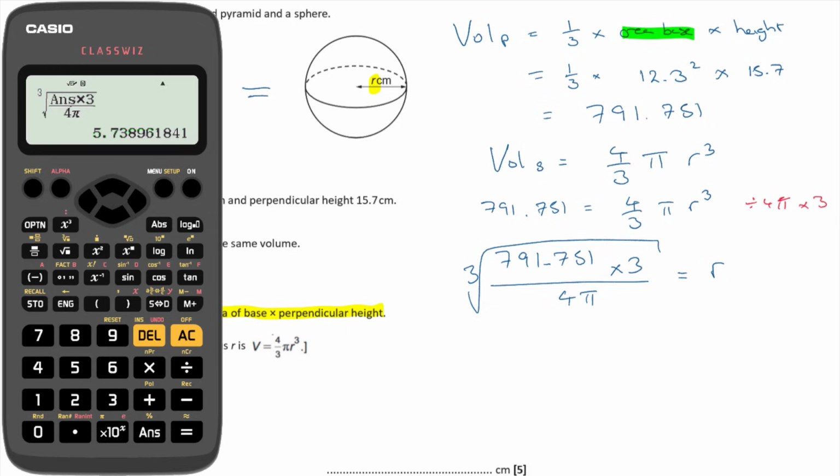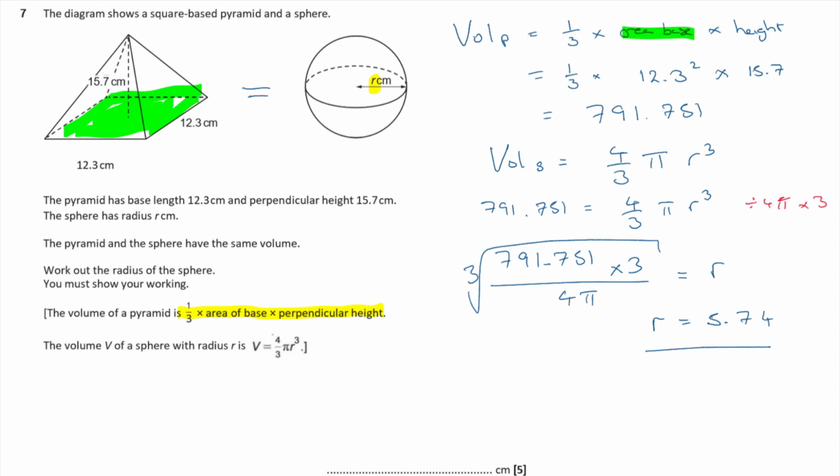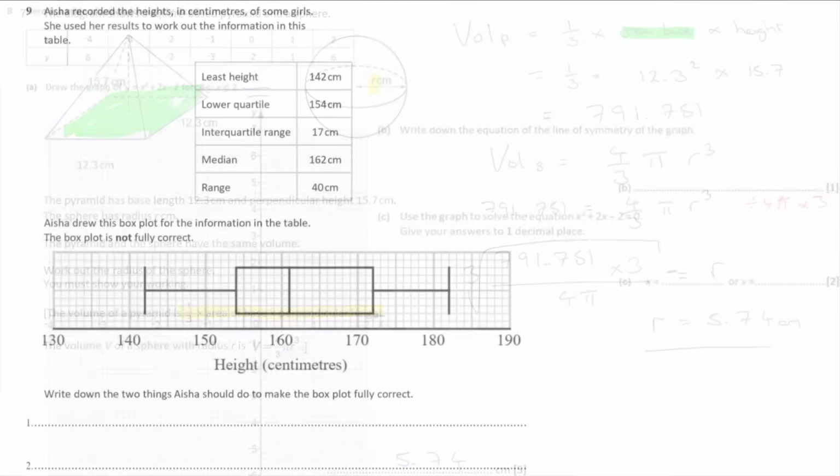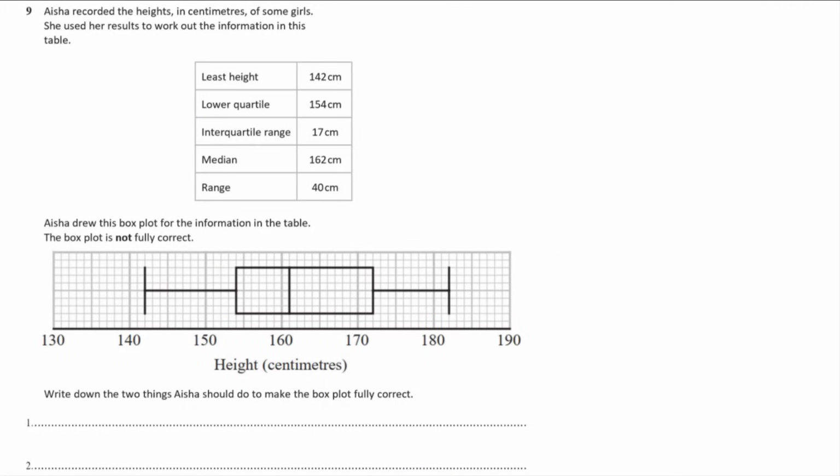That's 5.7389. I'm going to round it off to 3 significant figures. I'm going to say r is 5.74. R equals 5.74. Unit, centimeters. So 5.74 final answer.